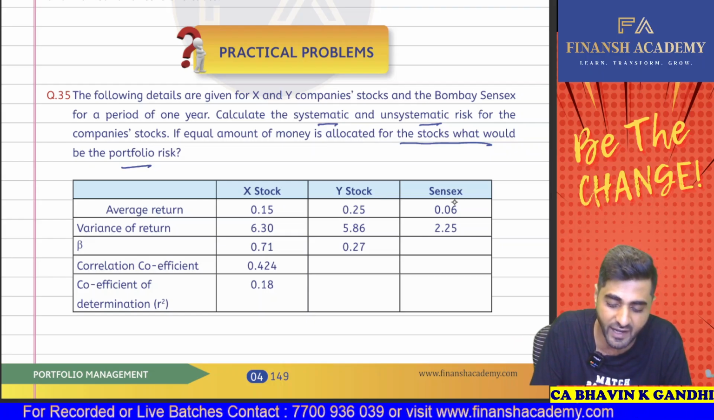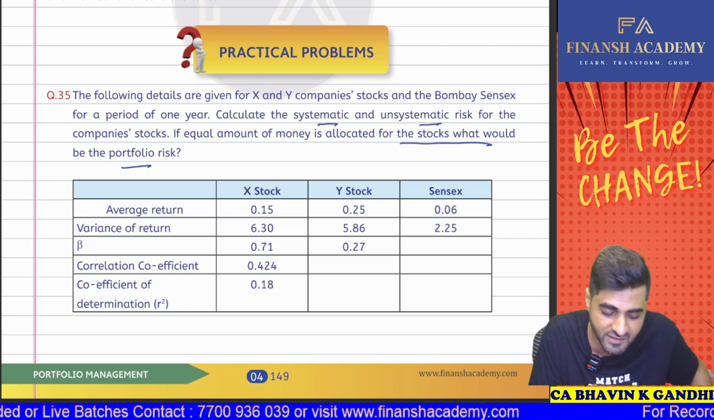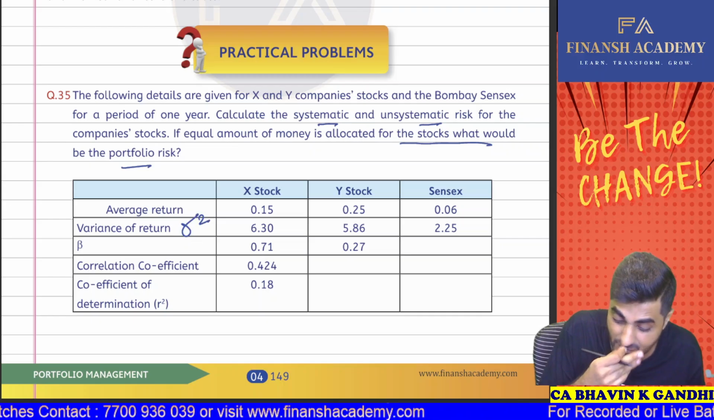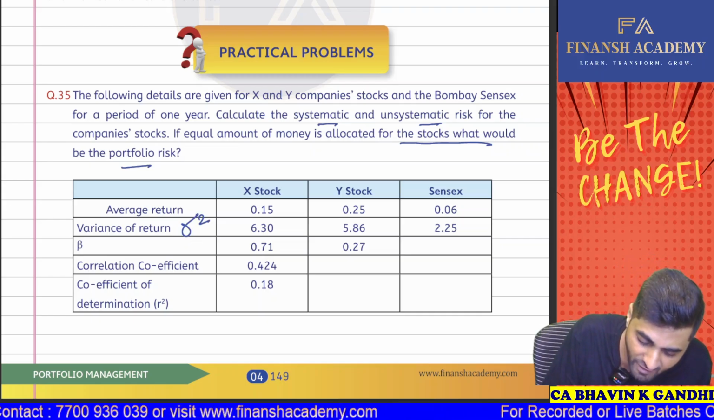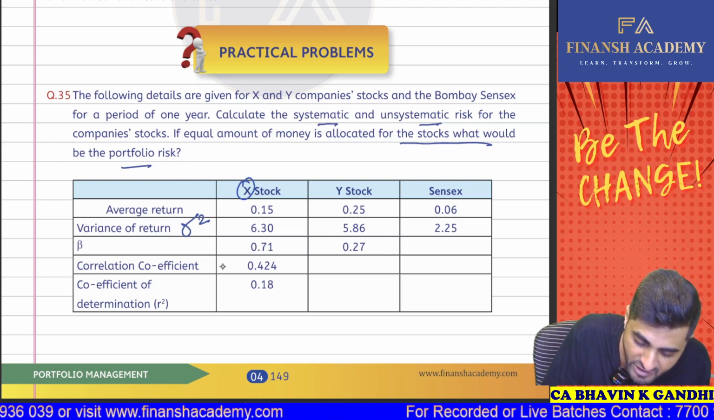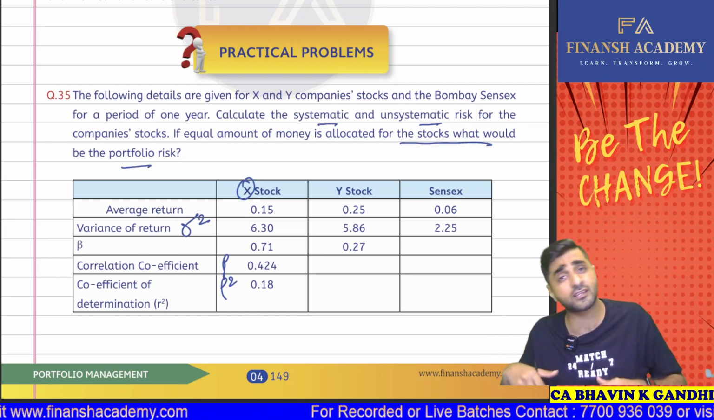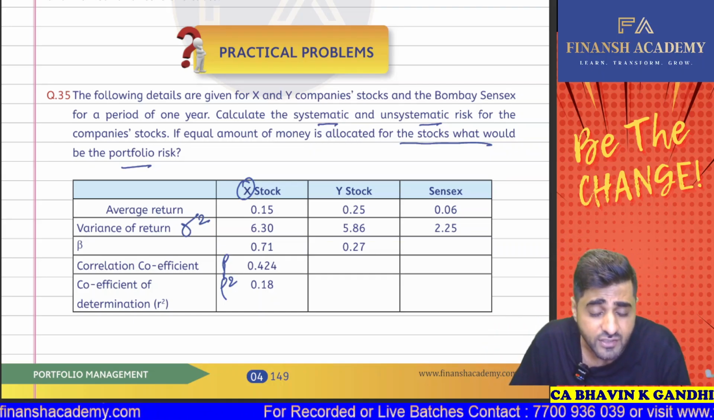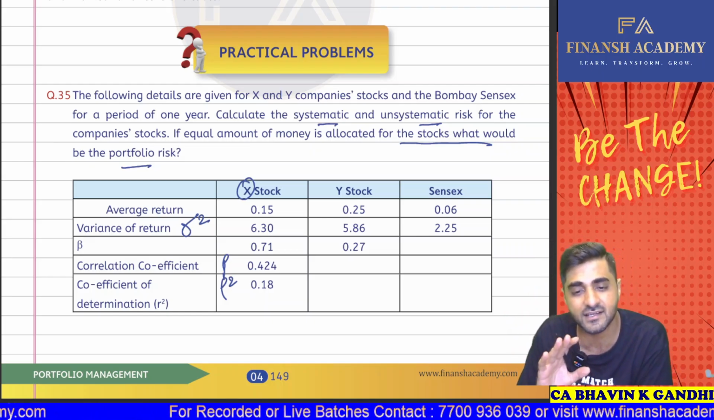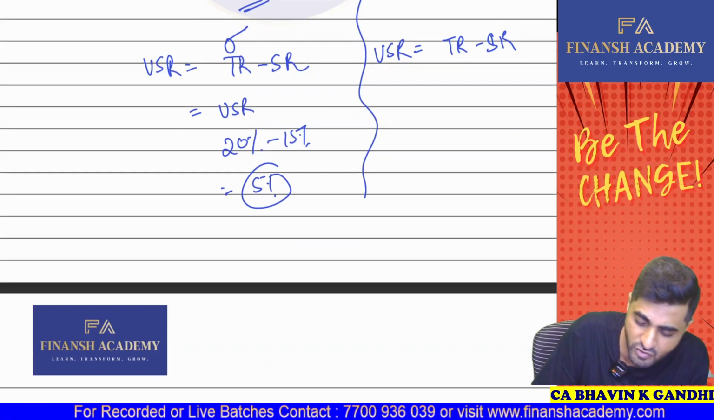And we have X, Y, and your Sensex, where we have the average returns available. We have the variance of the returns available. So the variance of the return, what is it? Can I say that is nothing but standard deviation square, which is given to you. Then we have beta available. We have the correlation coefficient, which is rho, and this is nothing but rho square, which is also called the coefficient of determination. So this is the data given to you. We are required to calculate your systematic risk and your unsystematic risk. So this question, we can do this together.